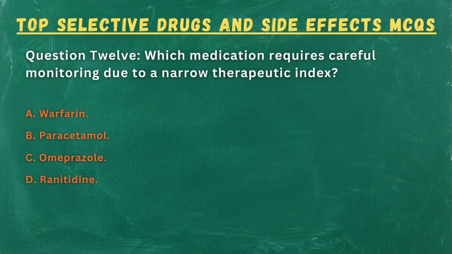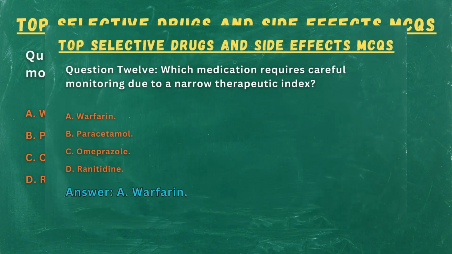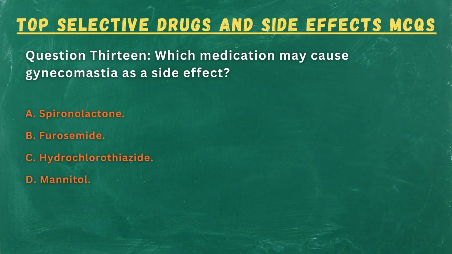Question 12. Which medication requires careful monitoring due to a narrow therapeutic index? A. Warfarin. B. Paracetamol. C. Omeprazole. D. Ranitidine. Answer. A. Warfarin.